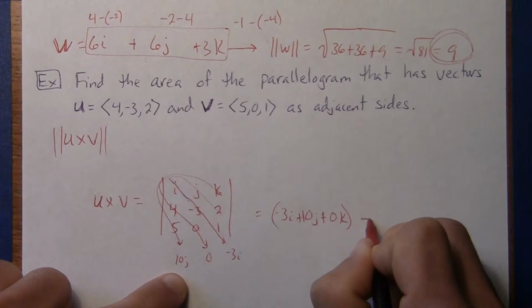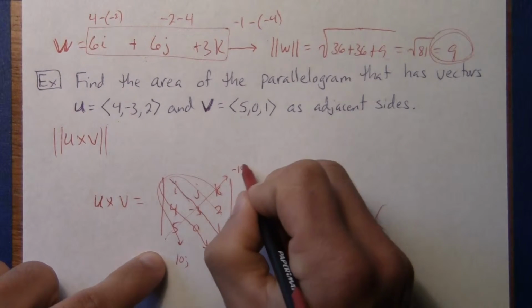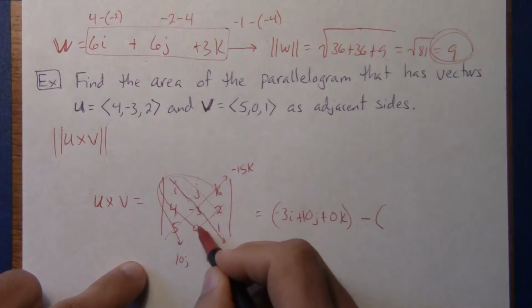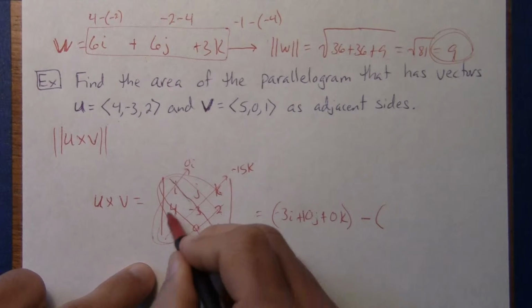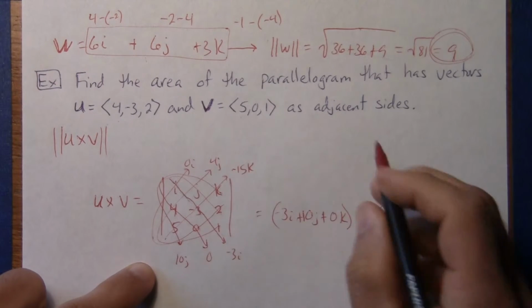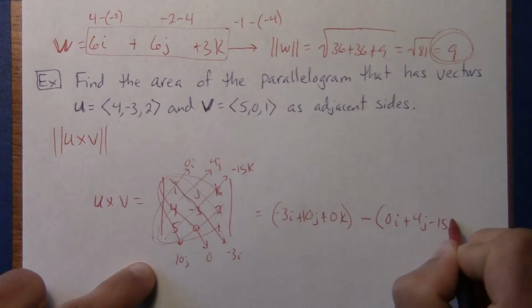There's the first one. Minus, now I got to go the other way. It's going to give me -15K. 2 times 0 times I is going to give me 0I. And 1 times 4 times J should give me 4J. So it's 0I plus 4J minus 15K.